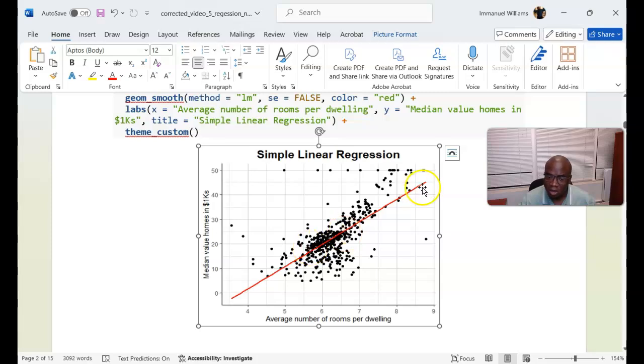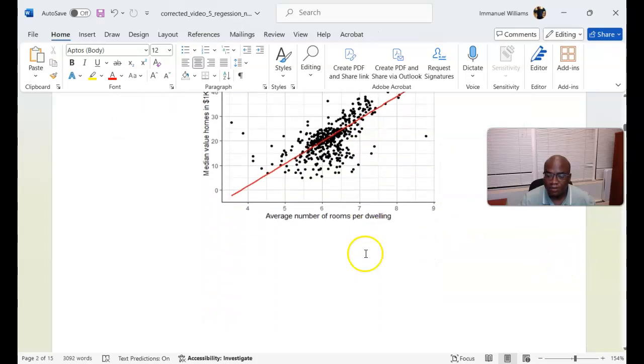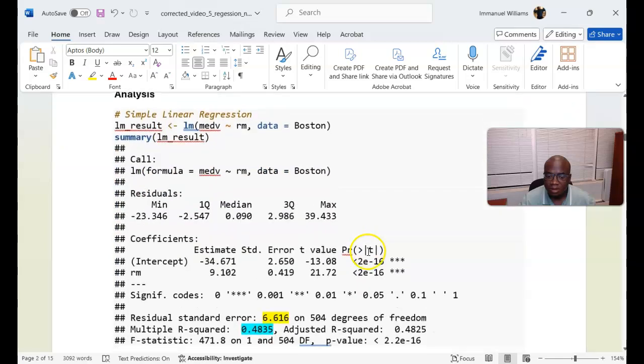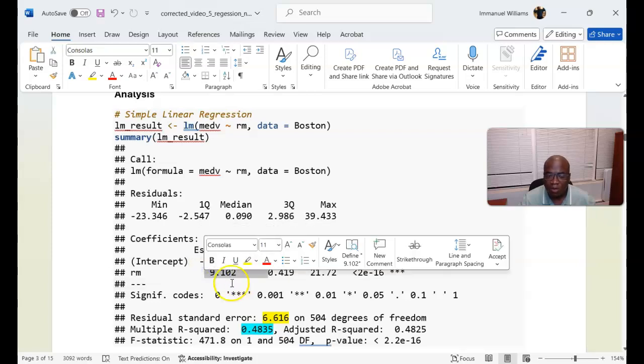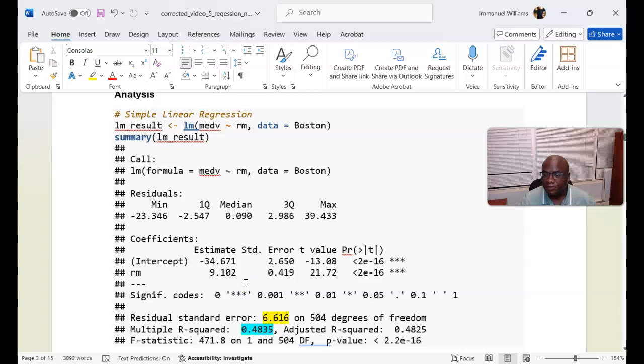It has a slope, which is what we see as the rise over run, and it has a y-intercept, where it actually crosses the y-axis. So with that being said, this negative 34.671, that's my y-intercept. This 9.102, that's my slope. Plain and easy. That's it.